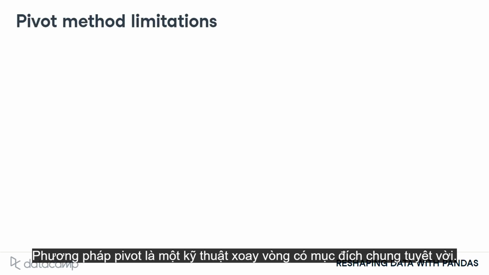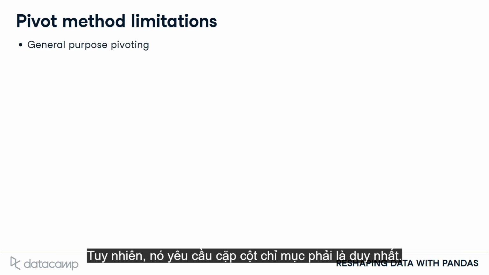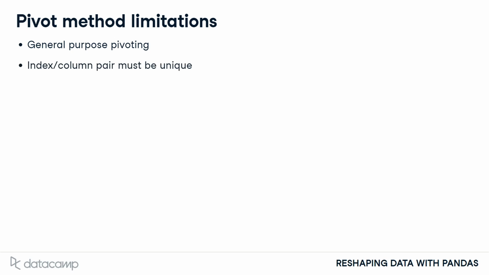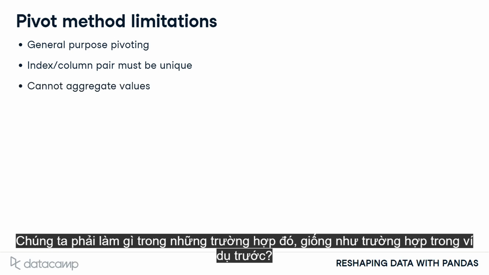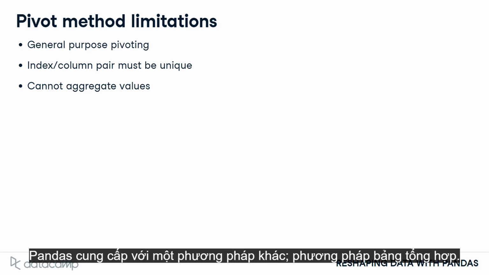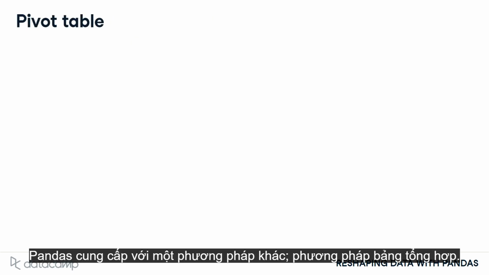The pivot method is a great general-purpose pivoting technique. However, it requires the index column pair to be unique. This is mainly due to the fact that pivot method cannot aggregate values. What do we do in those cases, like the one from the previous example? Pandas provide us with another method, the pivot table method.